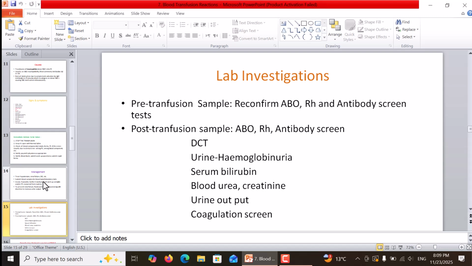During this reaction, these lab findings could be present. Pre-transfusion sample: reconfirm the ABO and RH and antibody screen tests to avoid clerical errors and ABO incompatibility, while post-transfusion samples, we will do again the ABO, RH, and antibody screen. We will do DCT, the direct Coombs test, urine for hemoglobinuria, take a sample of blood for serum bilirubin, check renal function test for blood urea and serum creatinine, and urine output, so put a Foley's catheter. Of course, we should do a coagulation screen because of the presence of DIC.